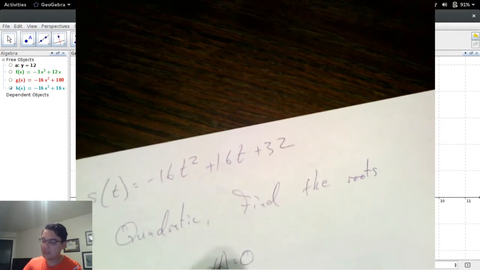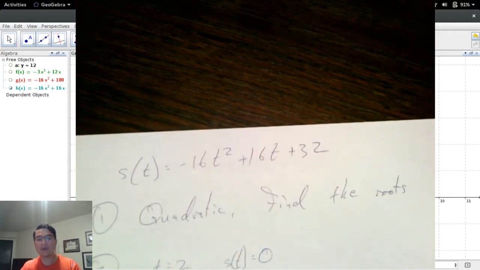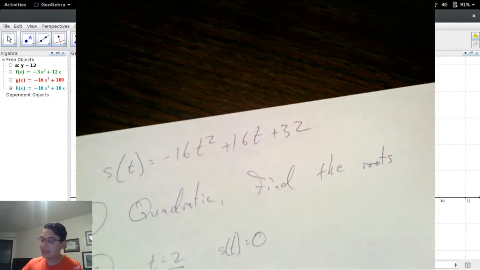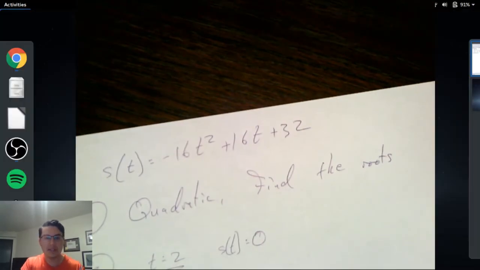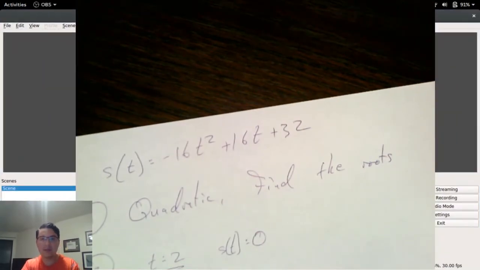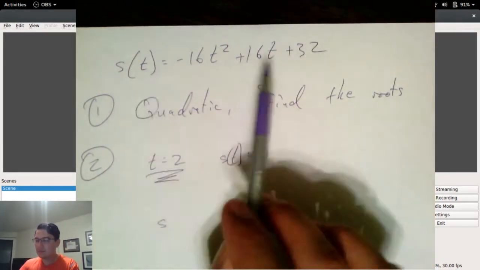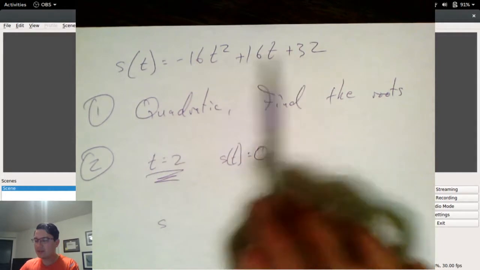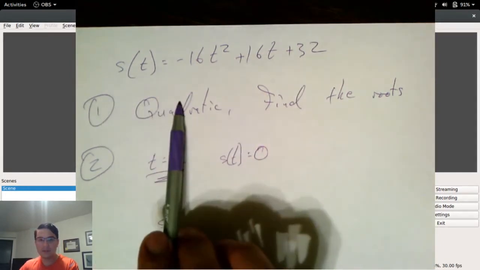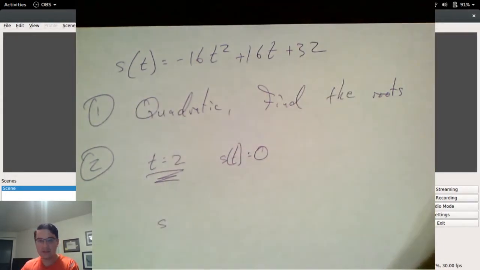Okay, so this is important. I know when t is equal to 2. I want to know what the velocity is at that point. In order to do that, I need to find s prime of t, and I just realized you guys cannot see anything that I am writing. There we go. Okay, so for number 1 here, let's go back. We have s of t is equal to this function. The first thing you're going to do is find the quadratic, find the roots. You guys have all your tricks for doing that.